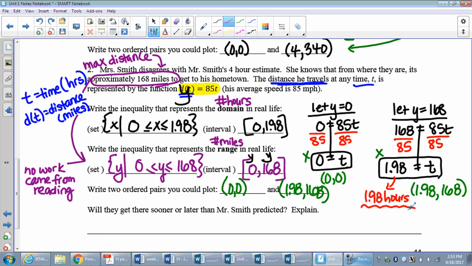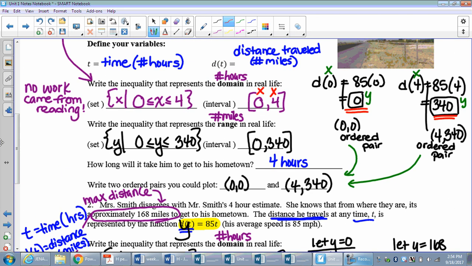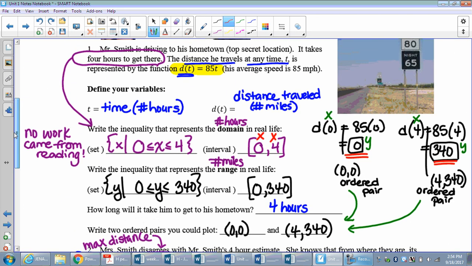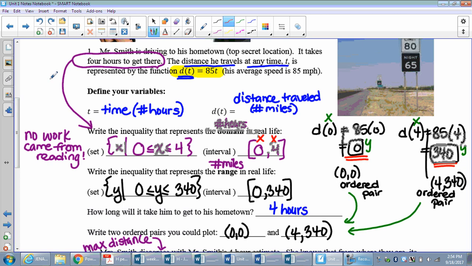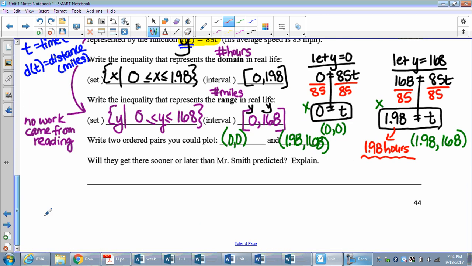Go look and see what Mr. Smith thought. Let's see, if we go back up, Mr. Smith said it took 4 hours. So who wins? Yes, they will get there sooner.